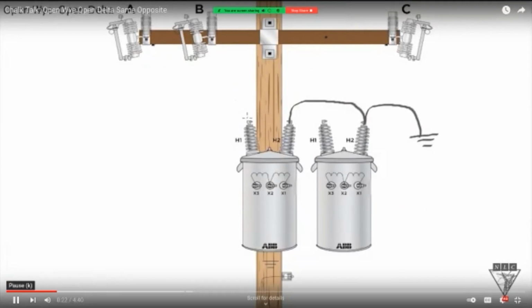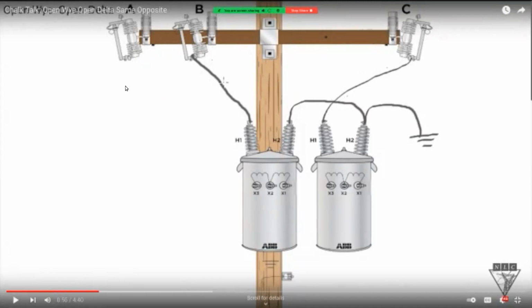Now with the H1 bushings, you only need to utilize 2 phases. So let's go to B phase and C phase. It really doesn't matter. It just depends on whichever phases your engineering department wants you to use. You could just as easily go to A phase instead of B phase here.